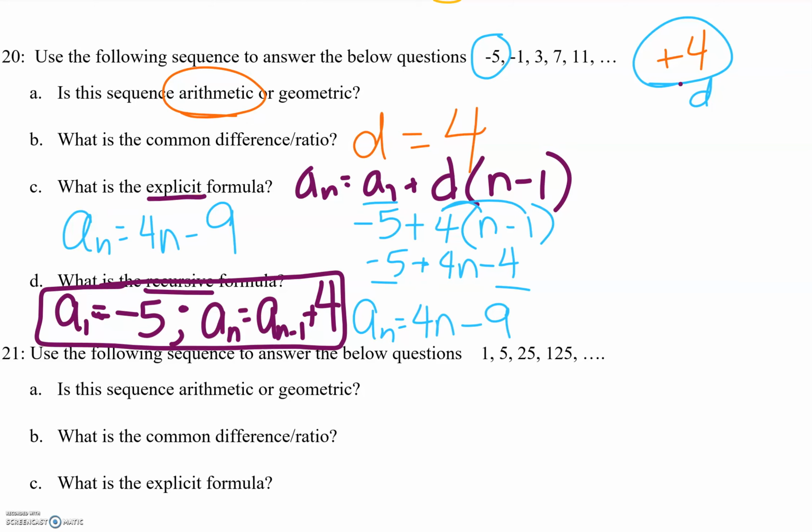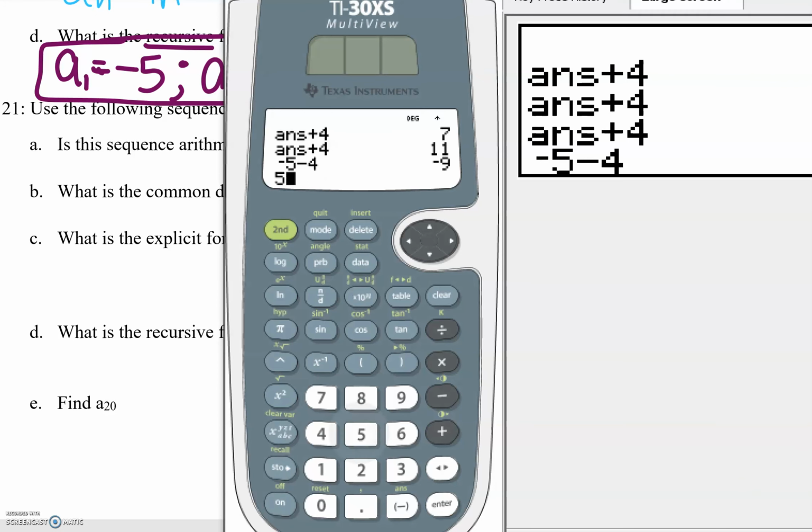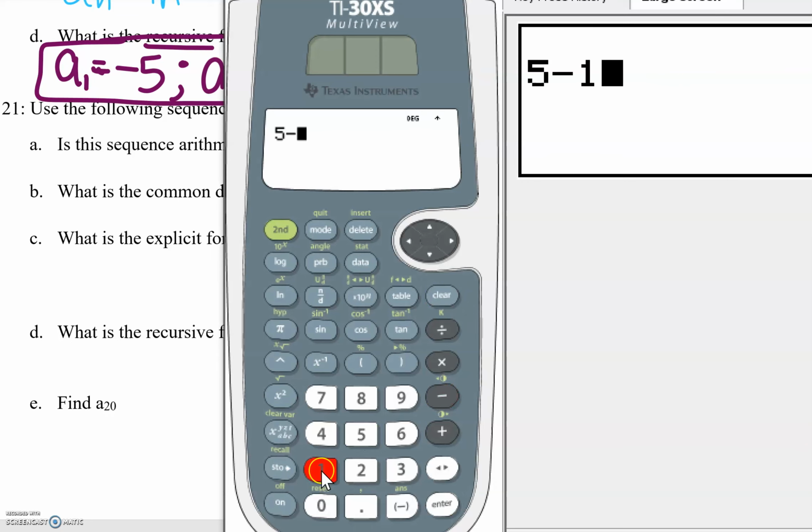All right, let's take a look at 21. So 21 says, for the following sequence, answer the questions below. 1, 5, 25, 125. So if we think this is adding, we're going to take 5 minus 1, because it's the second term minus the first term, and that is going to give us a 4. Well, 1 plus 4 makes 5. What is 5 plus 4? Does it make 25? No, it does not.